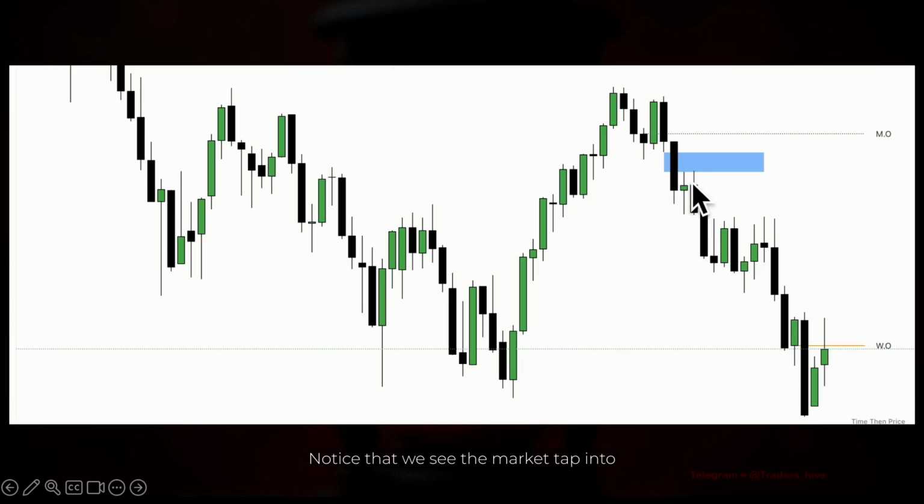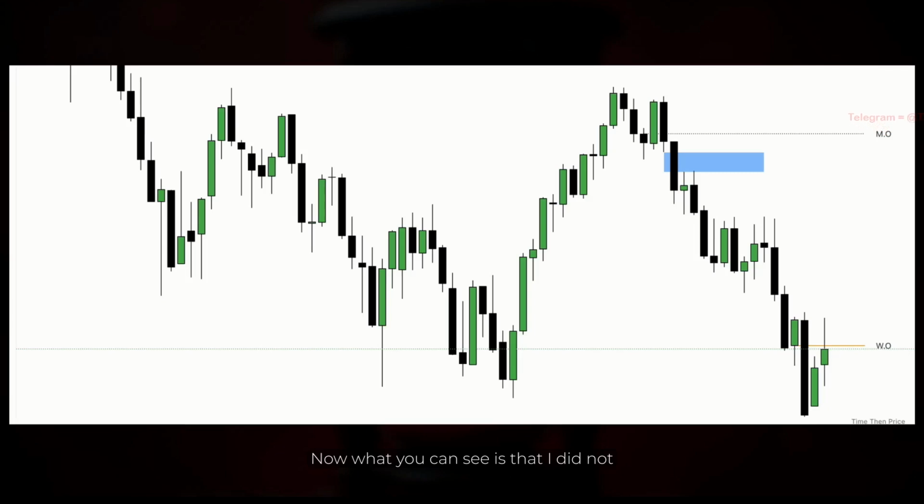Notice that we see the market tap into the imbalance, taking out this candle's high and immediately running towards the downside. This is what we refer to as an institutional order flow entry drill. And this right here shows to you that there's an urgency for the market to reprice lower.